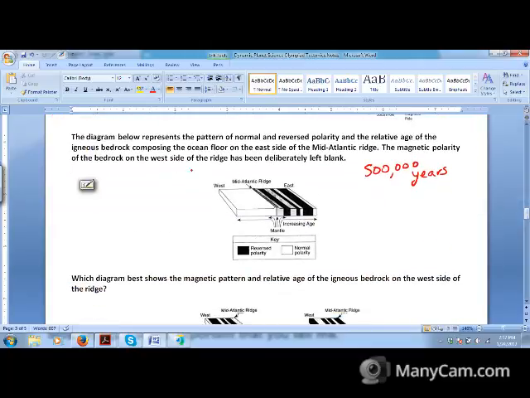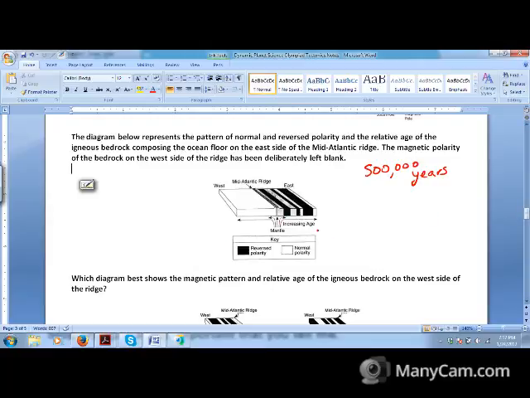I should have clarified this before reading: it represents the pattern of normal and reversed polarity and the relative age of the igneous bedrock composing the ocean floor on the east side of the mid-Atlantic ridge. The polarity of the bedrock on the west side is deliberately left blank. So the question is asking us to find out what that is on the west side. It's been a long day for me.